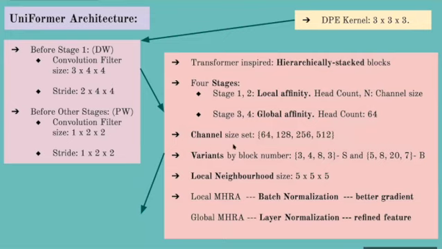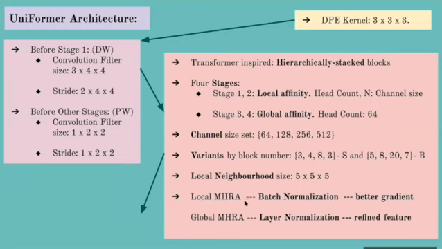The variable channel sizes for local affinity are 64 and these. The variants are based on the number of blocks stacked. So small is this, and the big one is this one. So the local neighborhood, as I said, is the tube, which they say is 5 into 5 into 5 tokens.